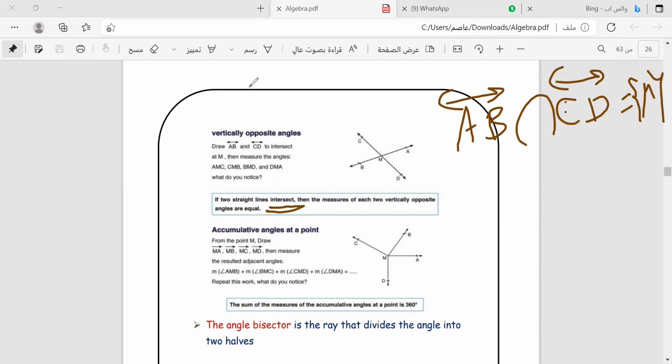So they intersect at M. So we can say that the measure of angle AMD equals the measure of angle CMB, and we call them vertically opposite angles. So what is the meaning of vertically opposite angles? Two angles opposite each other at the vertex. Okay, and we can abbreviate it VOA. Vertically opposite angles.